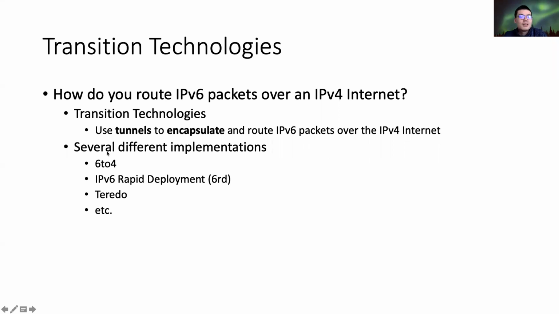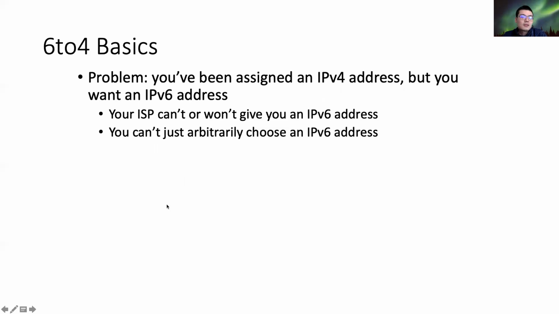So we have many different technologies to do that. One implementation is 6to4, which is quite intuitive in the name, from IPv6 to around 4. And there's another technique, IPv6 rapid deployment, and Teredo. We will look at what they are in the next few slides. So what is 6to4?